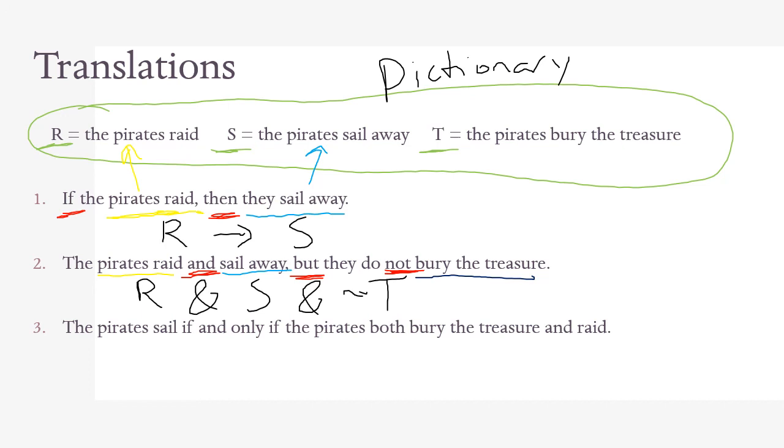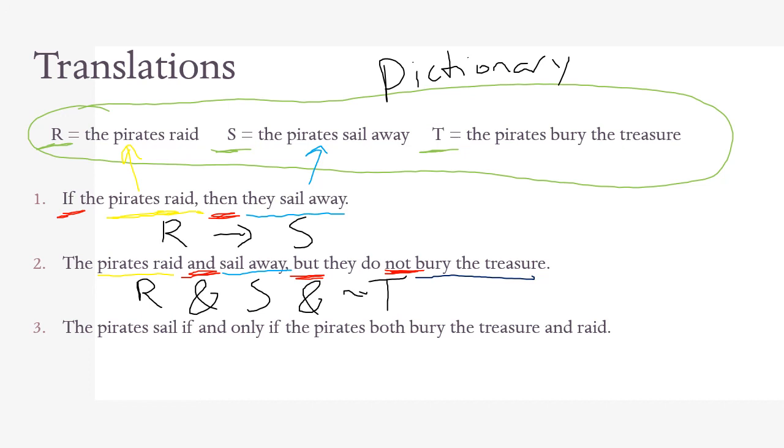Remember, whenever you see a negation, a not, a no, a never, there's just going to be a tilde in front of whatever it's negating. In this sentence, it says they do not bury the treasure, so our tilde will just go in front of our T. So now we need some parentheses, because again, that S is connected to two different ampersands. It's not clear which one it goes with.